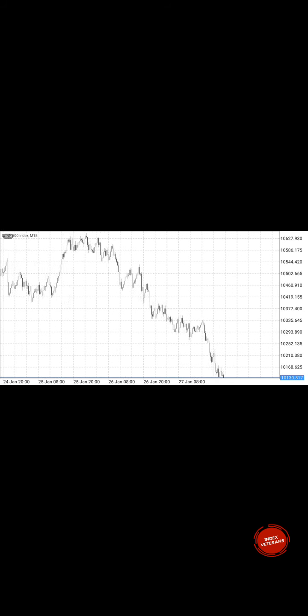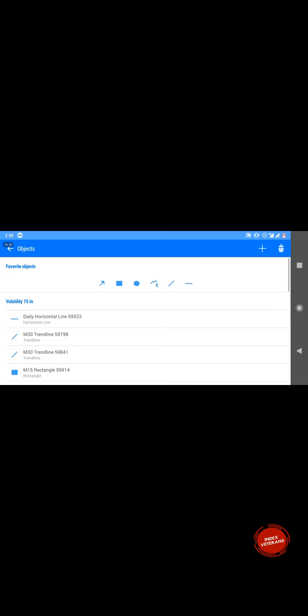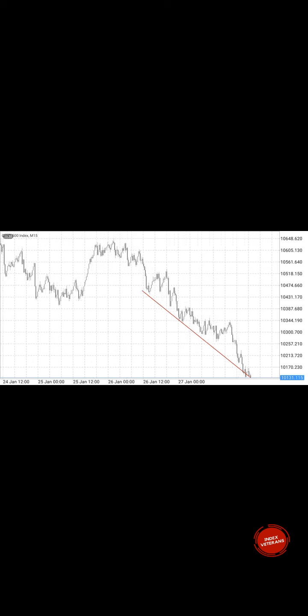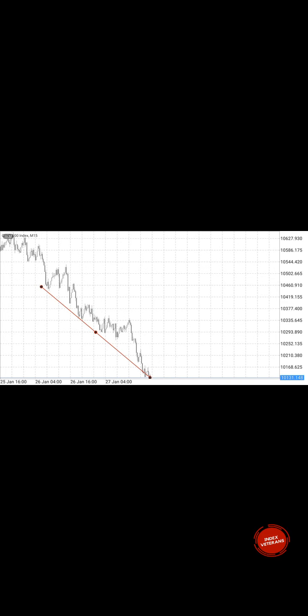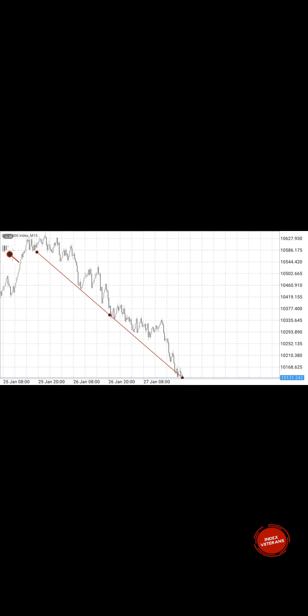So here we have a downtrend, guys. We have a clear downtrend. You can mark a downtrend by a series of lower lows and lower highs, guys. Don't look for channels and everything. When it's a downtrend, just use the strategy.